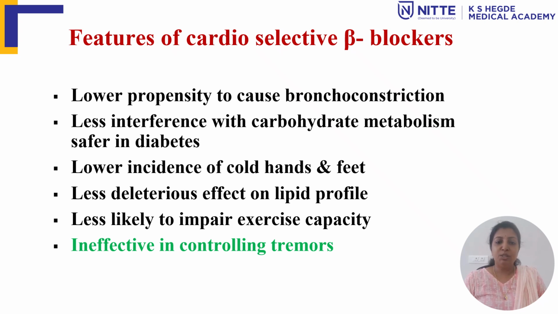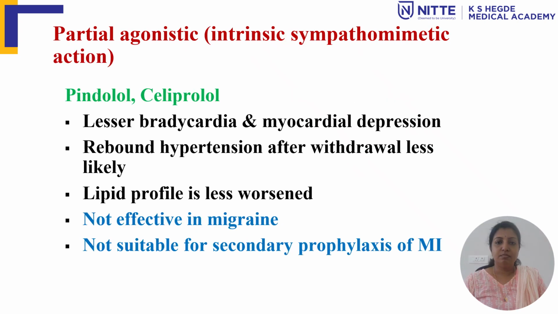There is a lower incidence of cold hands and feet. They have less deleterious effect on the lipid profile, and they are less likely to impair exercise capacity. All these features are because they primarily block only the beta 1 receptor without much action on the beta 2 receptors. But a disadvantage of cardioselective beta blockers is that they are ineffective in controlling tremors.